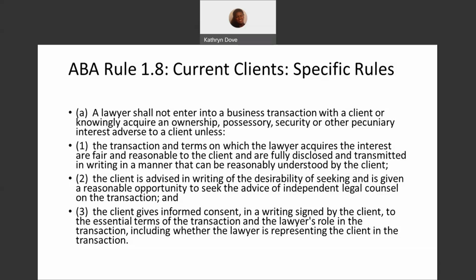The client must be advised in writing of the desirability of seeking, and given a reasonable opportunity to seek, the advice of independent legal counsel on the transaction where the lawyer may have some kind of financial interest. The client then must give her informed consent in writing, signed, to the essential terms of the transaction and the lawyer's role in the transaction, including whether the lawyer is indeed representing the client in the transaction. So again, in our scenario involving Joe and the purchase of the boat, Joe must comply with ABA Rule 1.8.